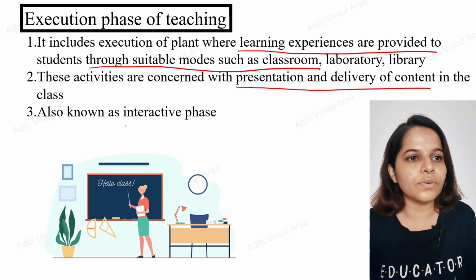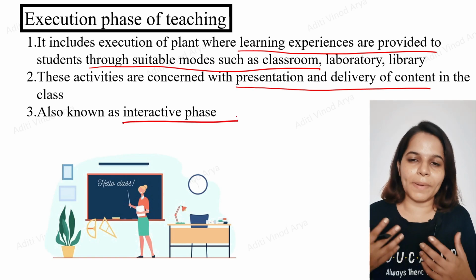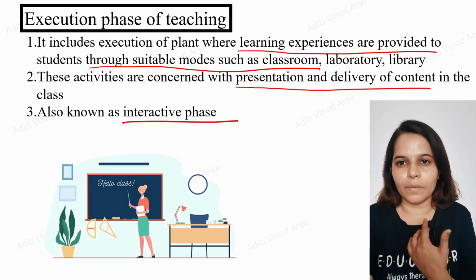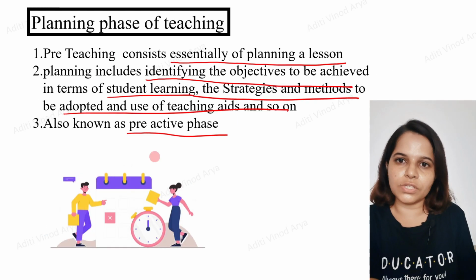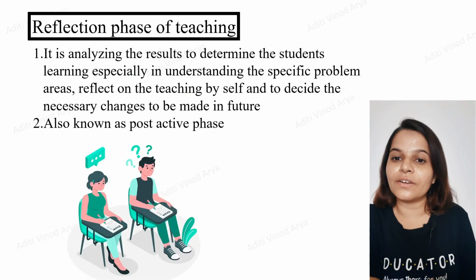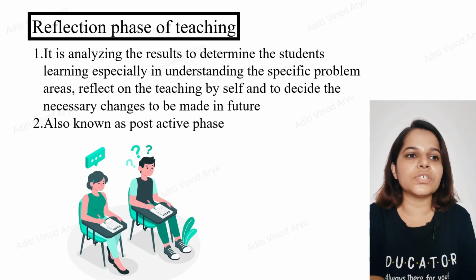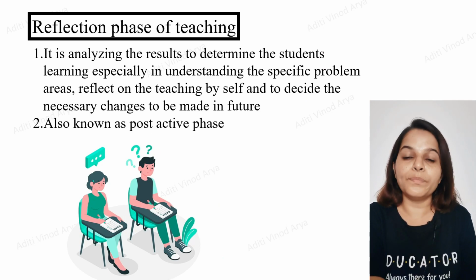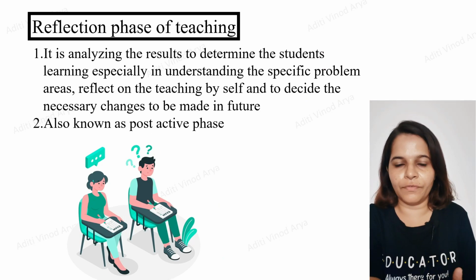Moving forward, it is also known as an interactive phase. What do you mean by interactive? Where we have two-way communication. So the planning phase is also known as pre-active phase, the execution phase is also known as interactive phase, and reflection phase is also known as post-active phase. So these are the 3 phases.